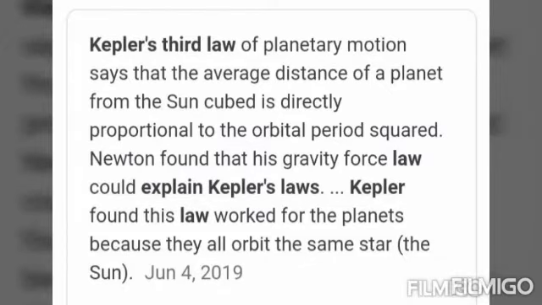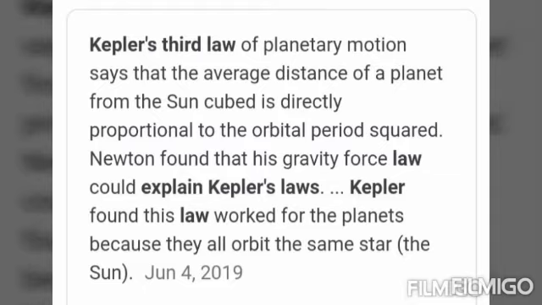Kepler's third law. Kepler's third law states that the square of the period of revolution of any planet around the Sun is directly proportional to the cube of its mean distance from the Sun. Again, I am repeating, the square of the period of revolution of any planet around the Sun is directly proportional to the cube of its mean distance from the Sun.